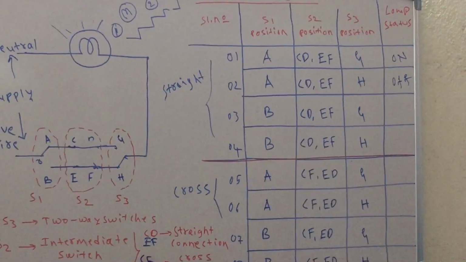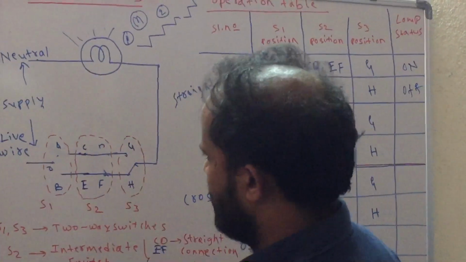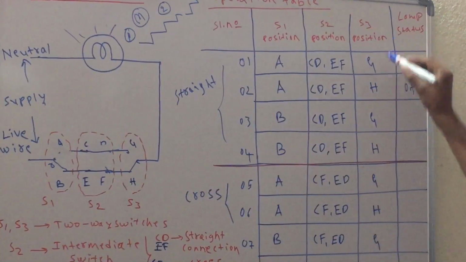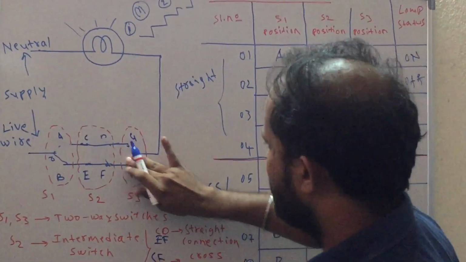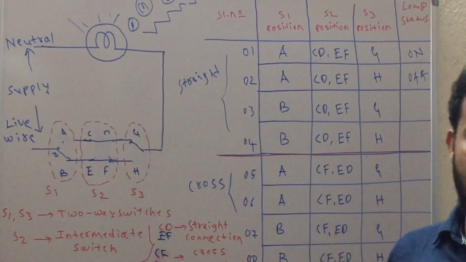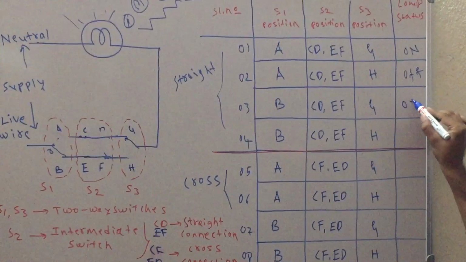The third case is switch S1 is connected to B terminal and switch S3 is connected to G terminal. If you observe the diagram carefully, it is an open circuit. Then it will be off.